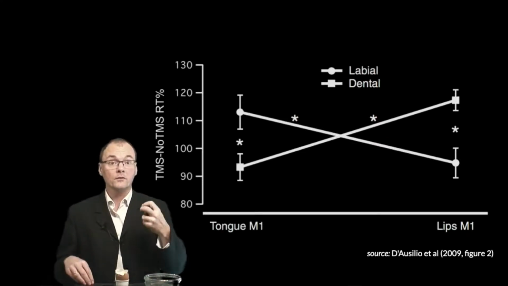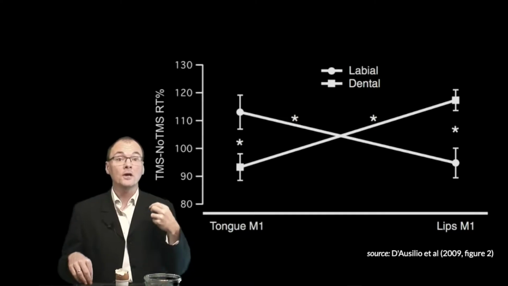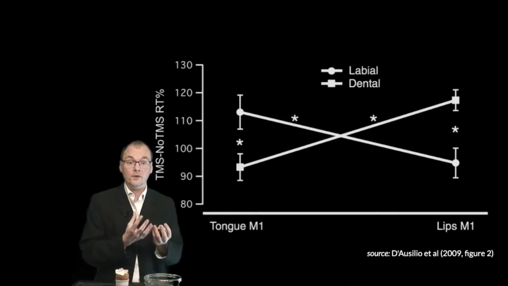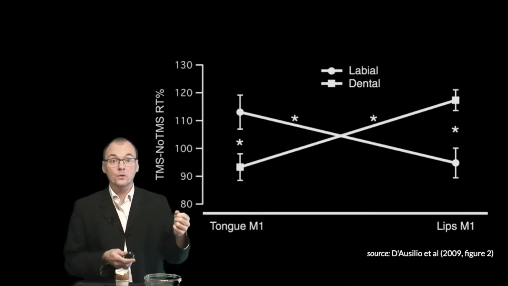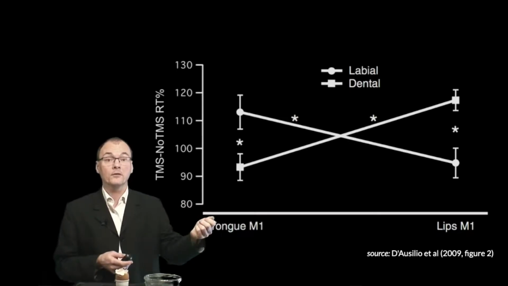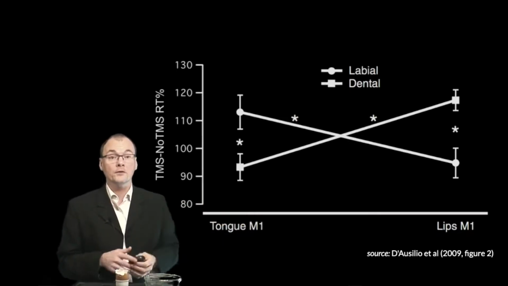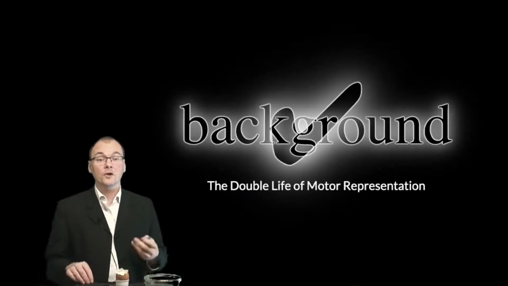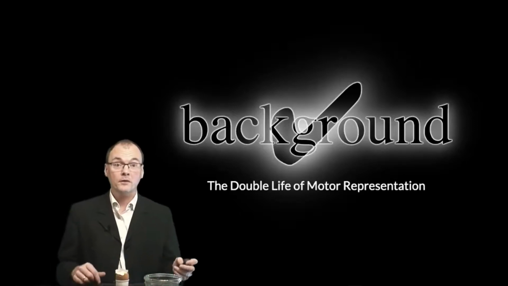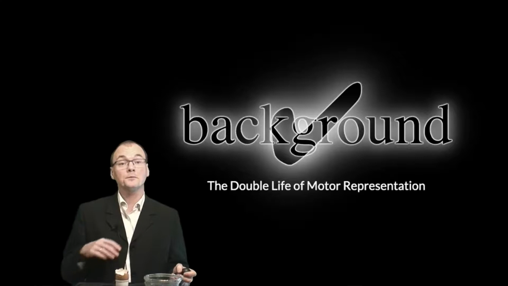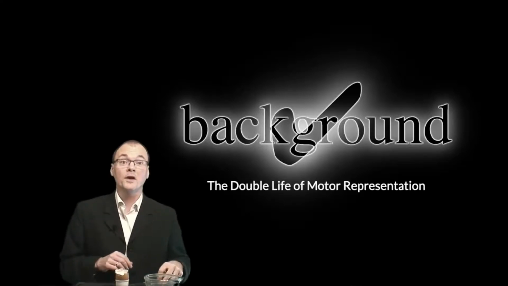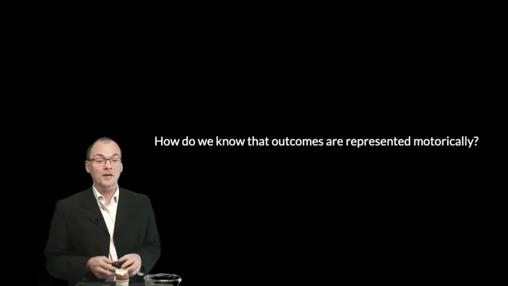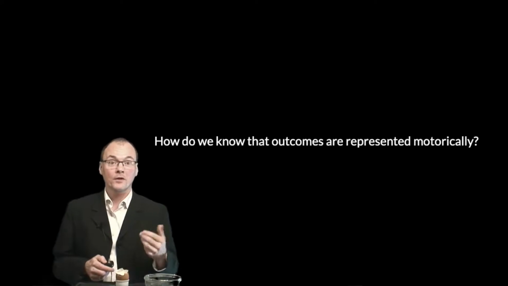The motor representations involved in providing the complex articulation of the lips, tongue, larynx and velum, which enables you to pronounce these phonemes, are also involved in the process of recognizing from the acoustic signal the production of those phonemes in another. Very good. So hopefully you're now clear on some of the evidence that tells us that motor representations play a double life. But all of that is important to us on this course only because it helps us to understand how we know that outcomes are represented motorically.